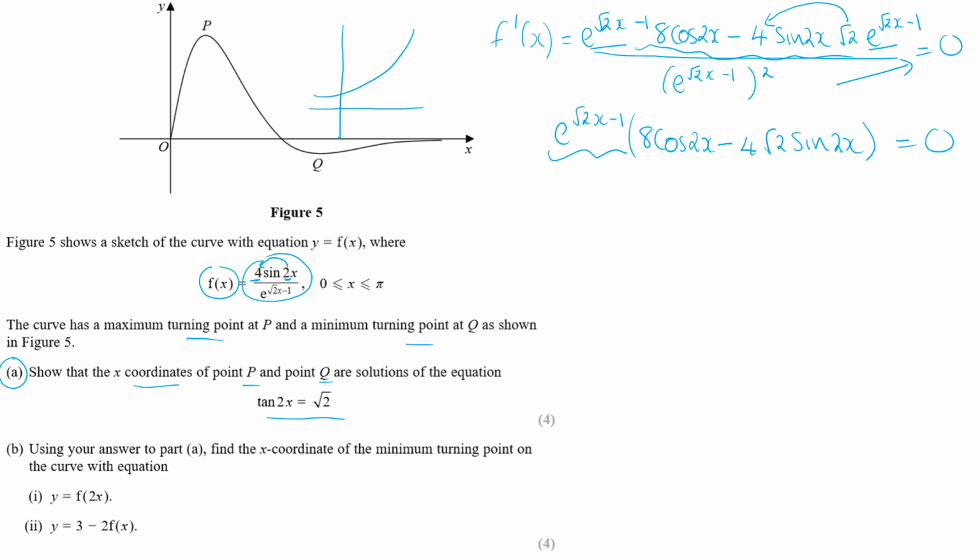The fact that we've got the root 2 and the minus 1 is just going to move the graph to the right and stretch it, but it still won't come below the x-axis, so that's not going to give us a solution. It's only going to equal 0 when this thing in the bracket equals 0. So it's only going to happen when 8 cos 2x, we can take that term to the other side, is equal to 4 root 2 sine 2x.